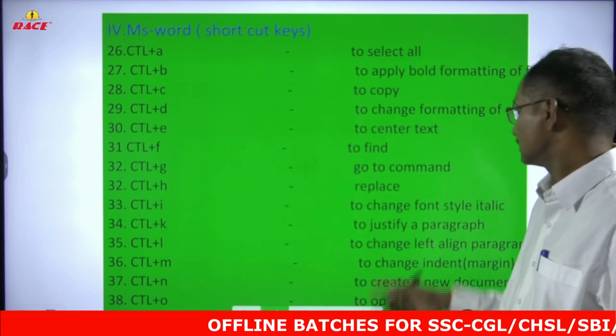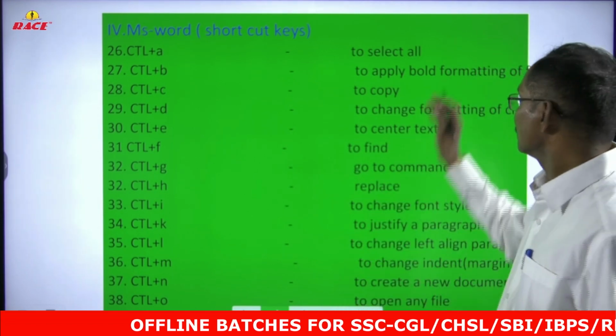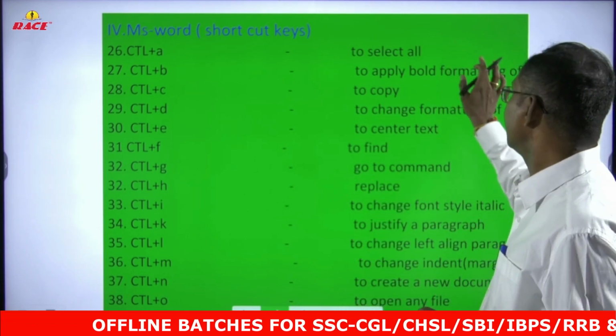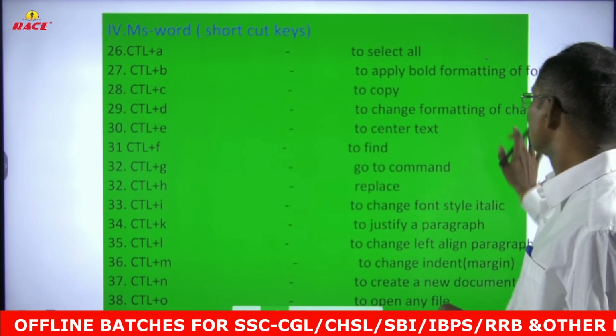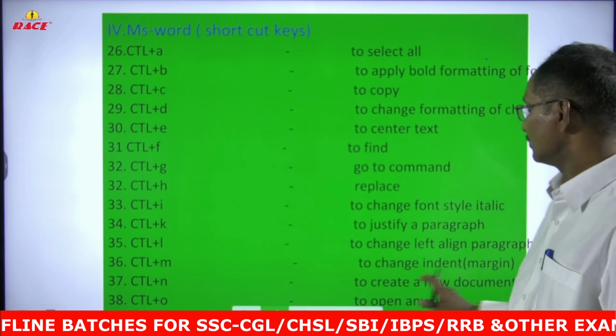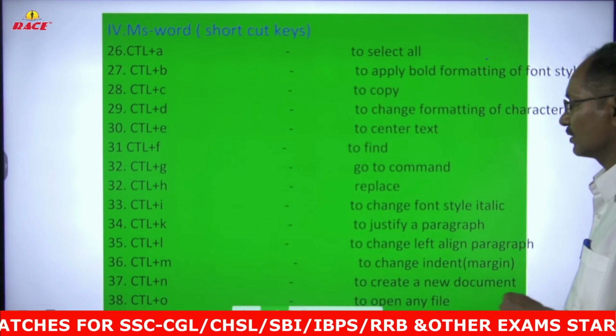Control I, italic. Control J, justify your data. What is the use of justify? Suppose I am typing and my words end at my right margin here, sometimes here, sometimes here. So I want to adjust all to equal size. The option I have to use is Control J, to justify your paragraph.